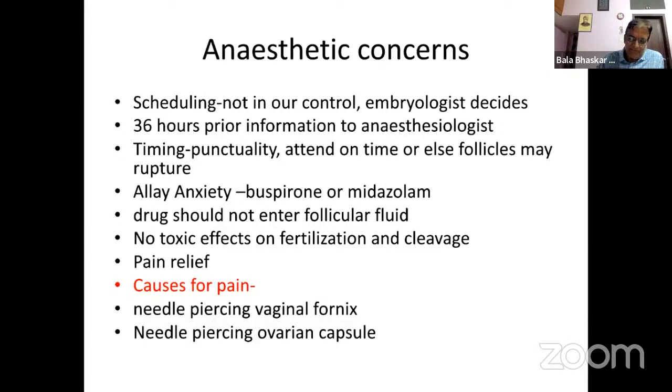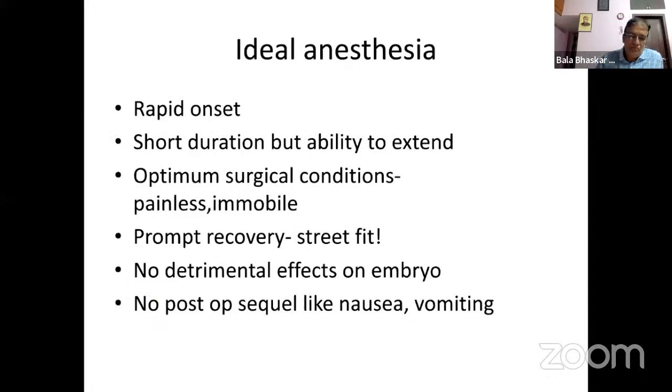So what are the causes for pain? It's the needle piercing the vaginal fornix and the ovarian capsule, which causes pain, for which we have to give anesthesia. So what is the ideal anesthesia? Since it's a short procedure and daycare anesthesia, our anesthesia should have a rapid onset and at the same time short duration, but we should have the ability to extend the anesthesia if the procedure extends.